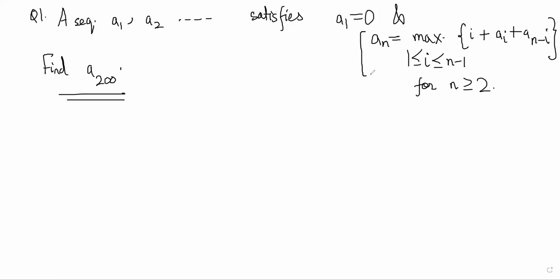Basically, we have to figure out what this condition means and figure out A of 200. So for that, we need the expression for A of n, right? So let's think about it.